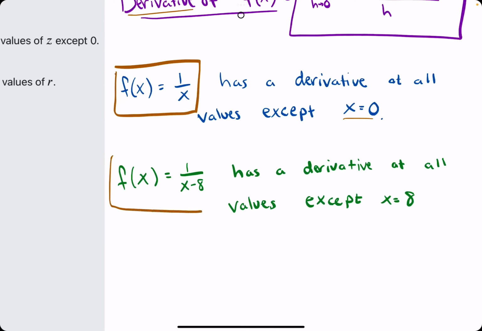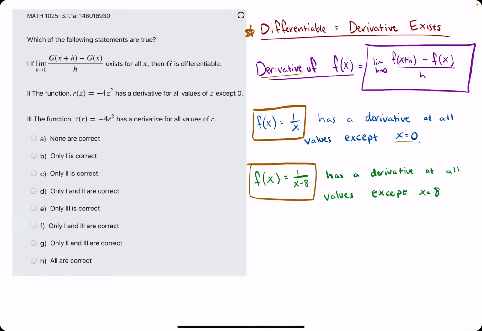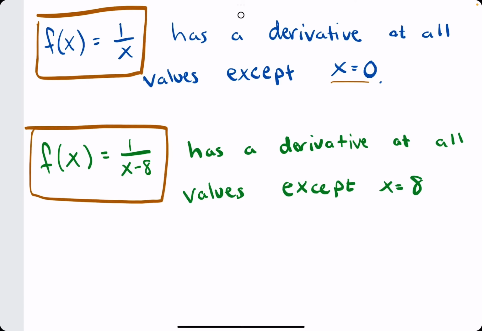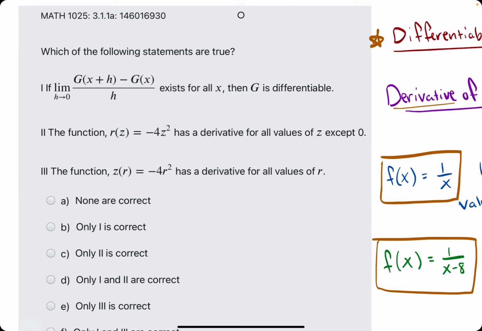Because it's undefined at 0, it will not have a derivative at 0, but it will at all the other points. Same thing with a second example, f of x equals 1 over x minus 8 will have a derivative at all values except x equals 8, because if we plugged 8 into that function, it would give us 0 in the denominator, which would create an undefined function value. So let's jump into it. Number 1.